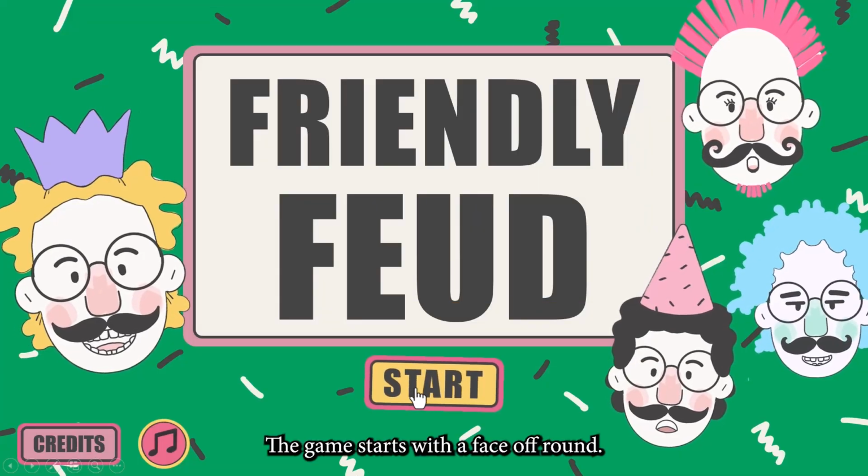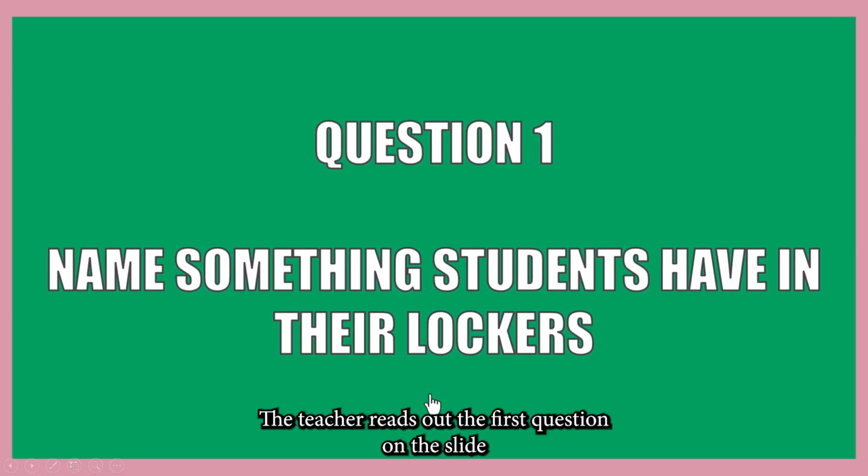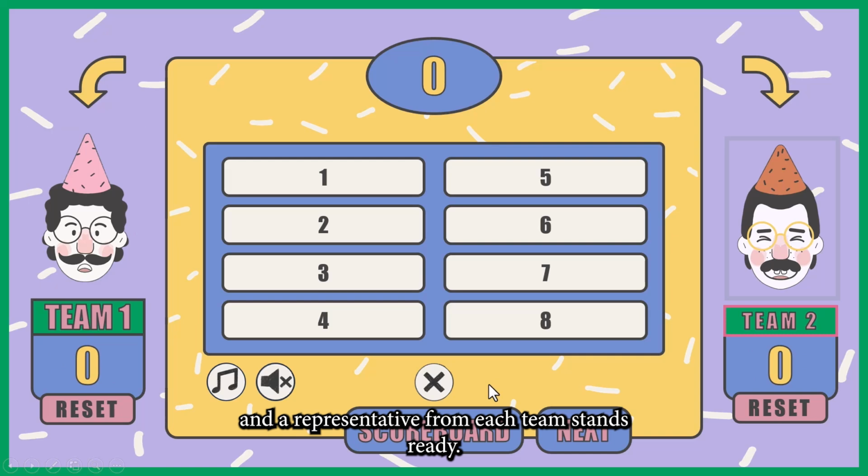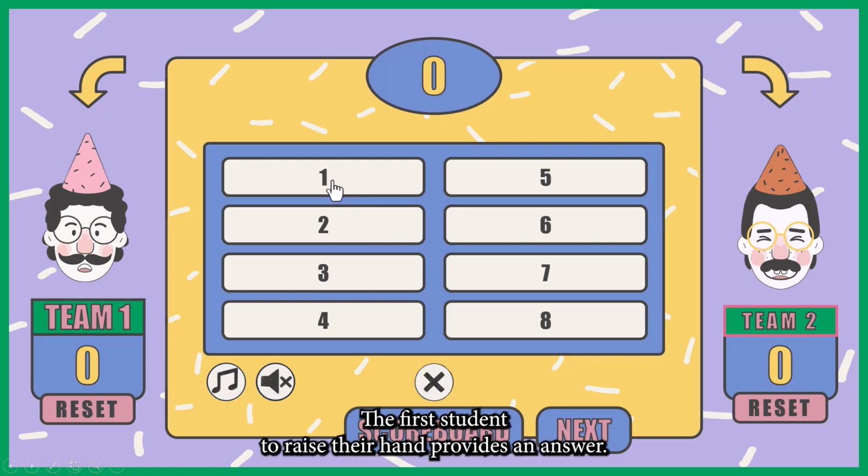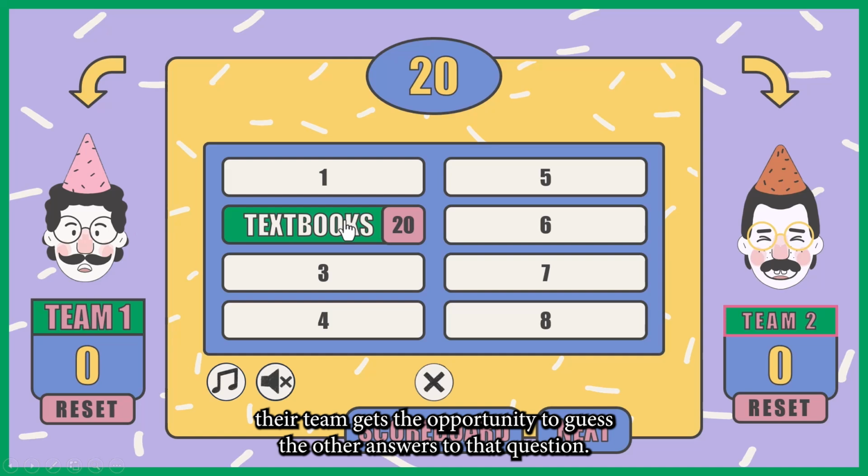The game starts with a face-off round. The teacher reads out the first question on the slide, and a representative from each team stands ready. The first student to raise their hand provides an answer. If their answer is one of the top answers on the board, their team gets the opportunity to guess the other answers to that question.